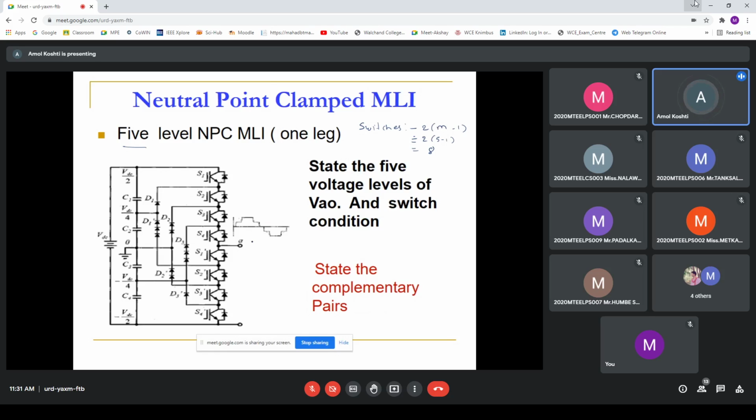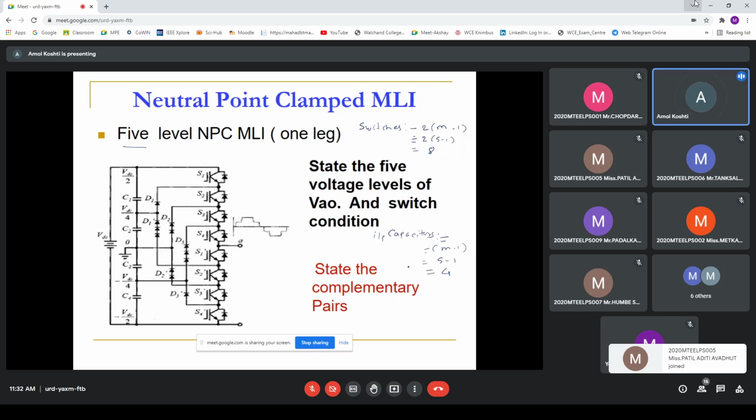Okay, then how many capacitors? The count of input capacitors. How many capacitors we need here? In case of input, the formula is m minus 1 capacitors. Now it is a 5 level, so with respect to 5 level, 5 minus 1 is 4. So 4 capacitors we need: C1, C2, C3, C4.